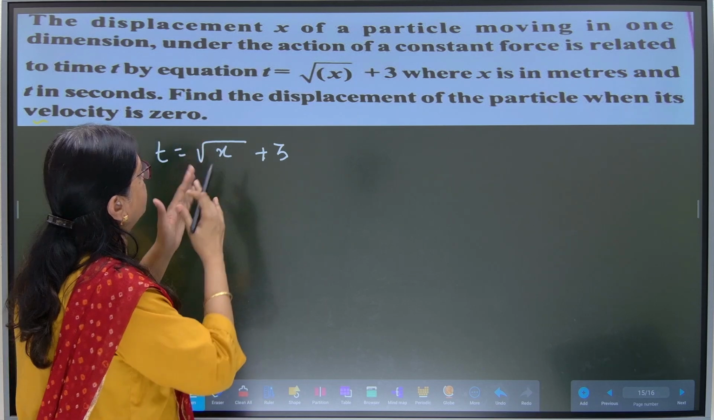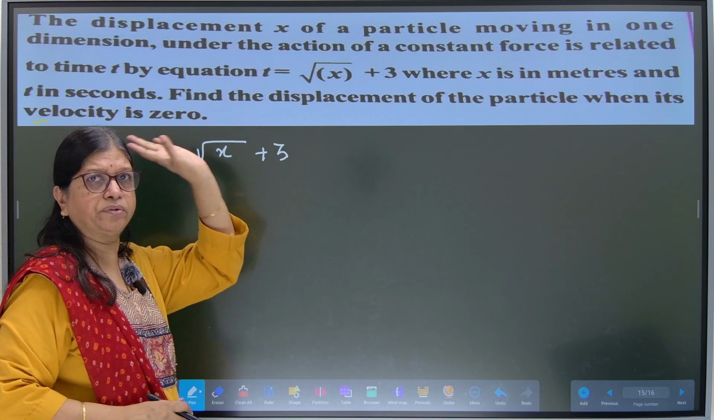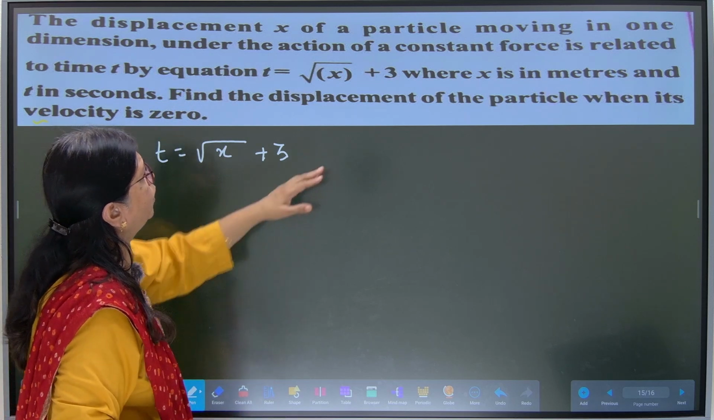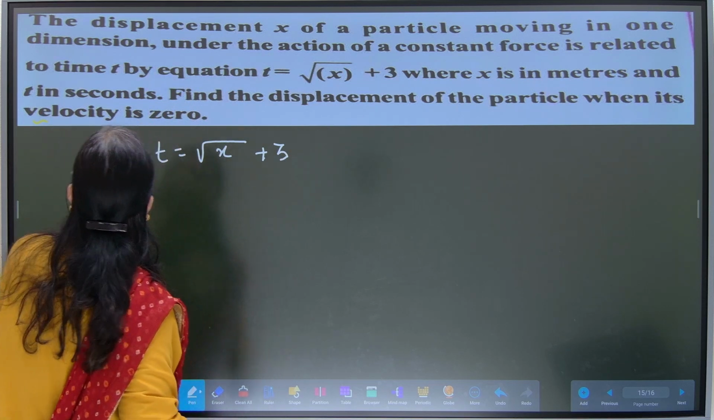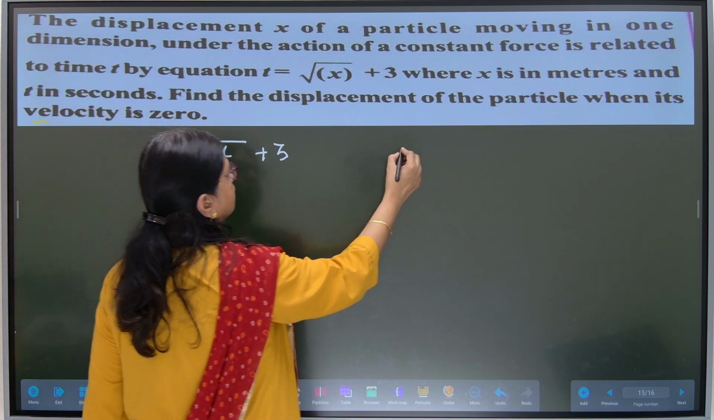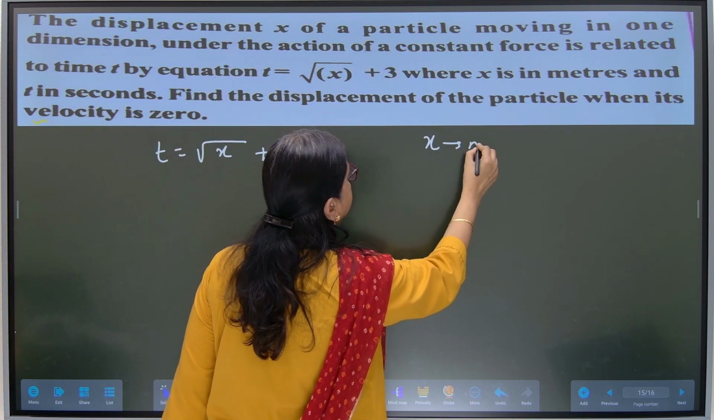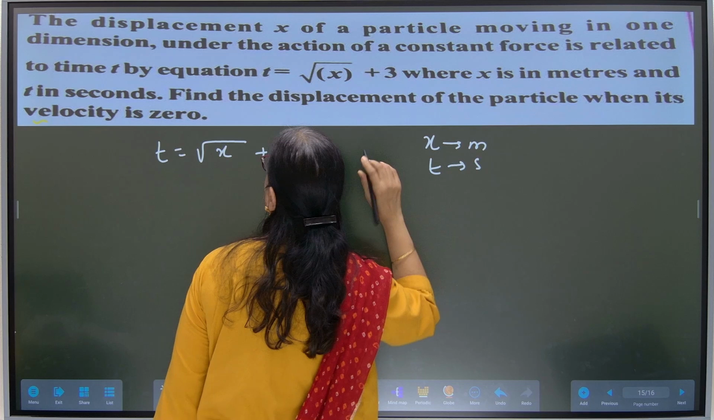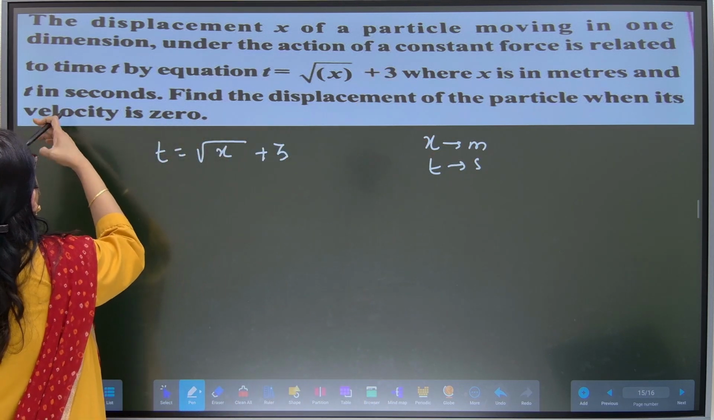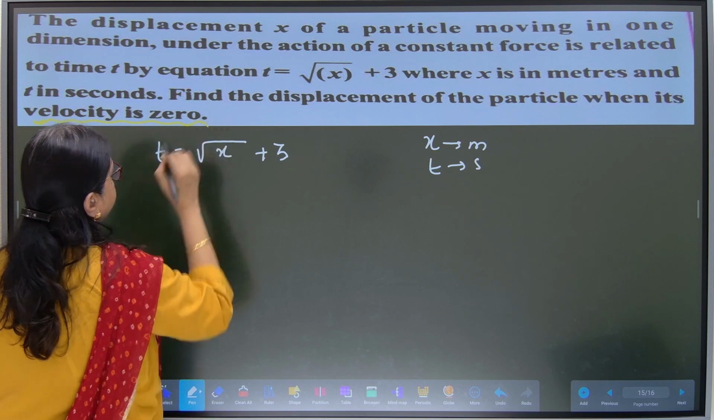First you write what is given. This is given to us. I wrote it, even though I don't know what is there in this numerical. I am also reading with you. Okay, where x is in meters, t is in seconds. They gave us the unit of x in meters and t in seconds. Okay. Find the displacement of the particle when its velocity is 0.